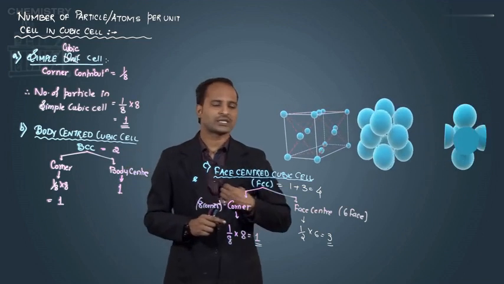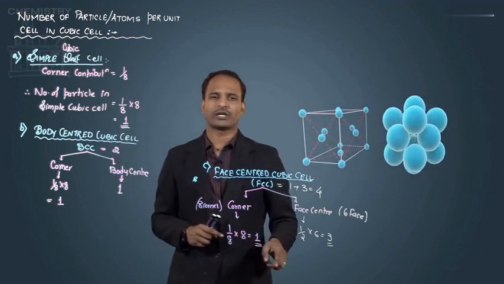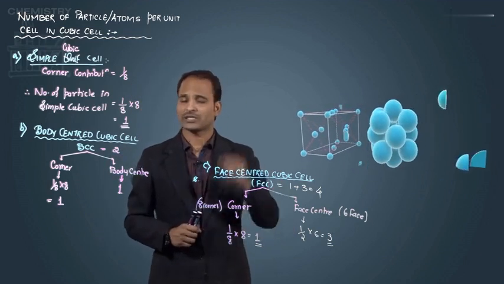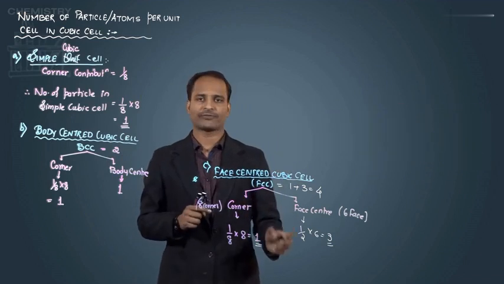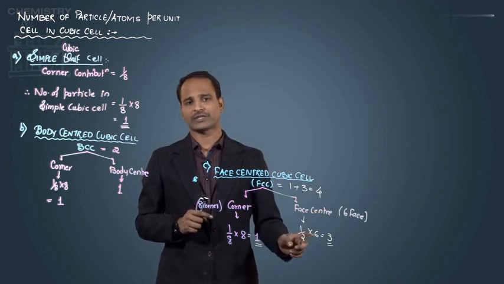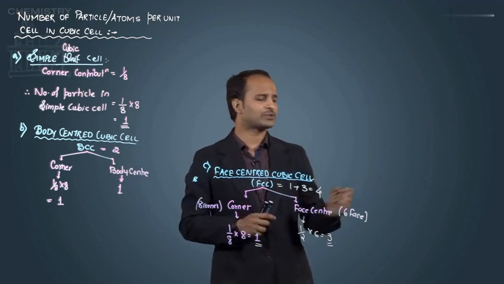In case of FCC, that is face centered, the total particles: from the corner we are getting 1/8 into 8, that is 1, and from the face center, as I said, the particle present on a face is shared by 2 unit cells, so half from each face, and a total of 6 faces are there, so half into 6, that is 3. So these are the 3 different types of unit cell.